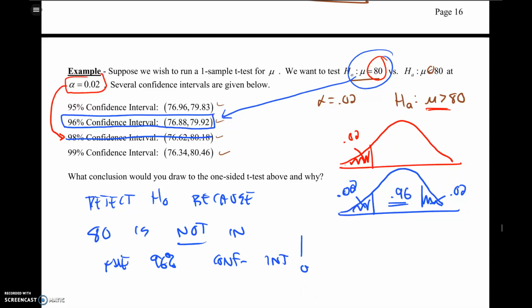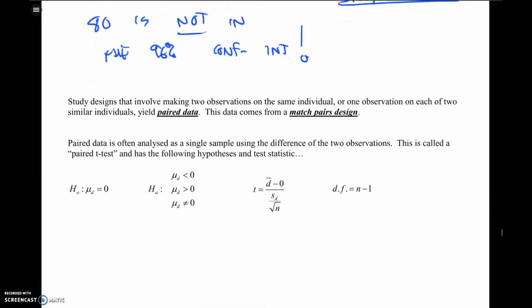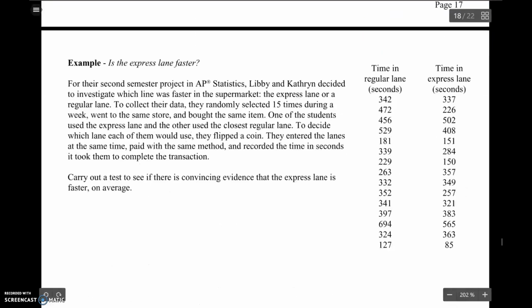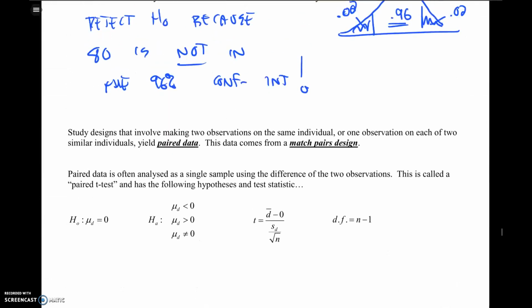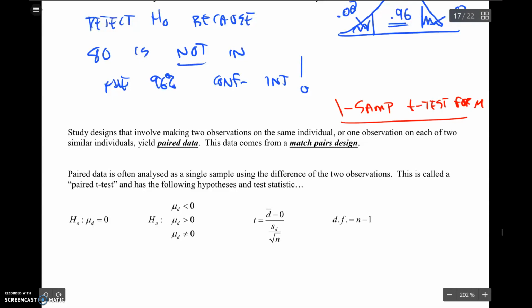Okay? All right. So we have one more test to talk about here. Just don't freak out. For all practical purposes, it is exactly a one-sample t-test for a mean. It's just going to look and feel a little bit different, but that's basically what it is.